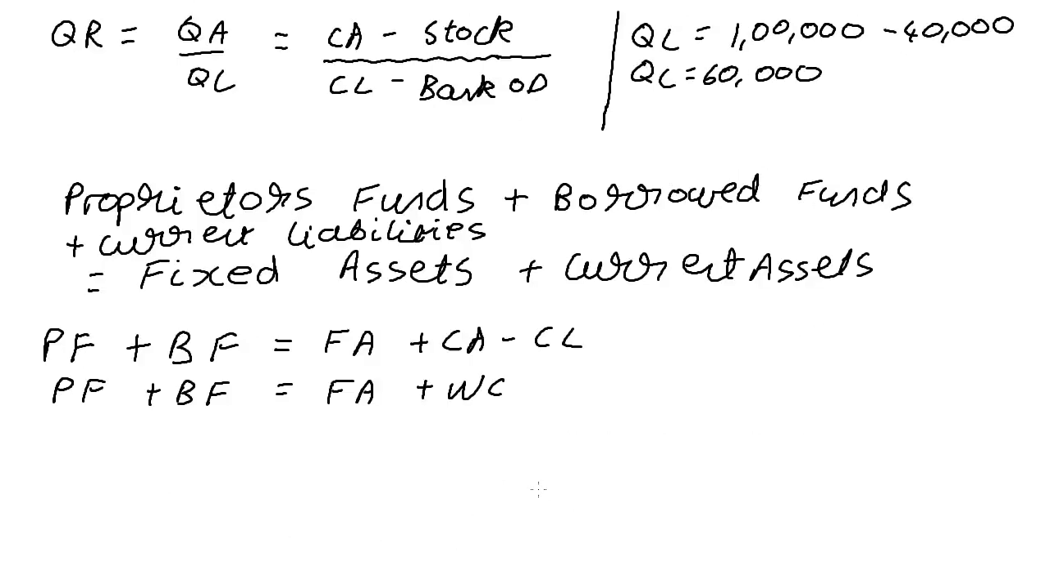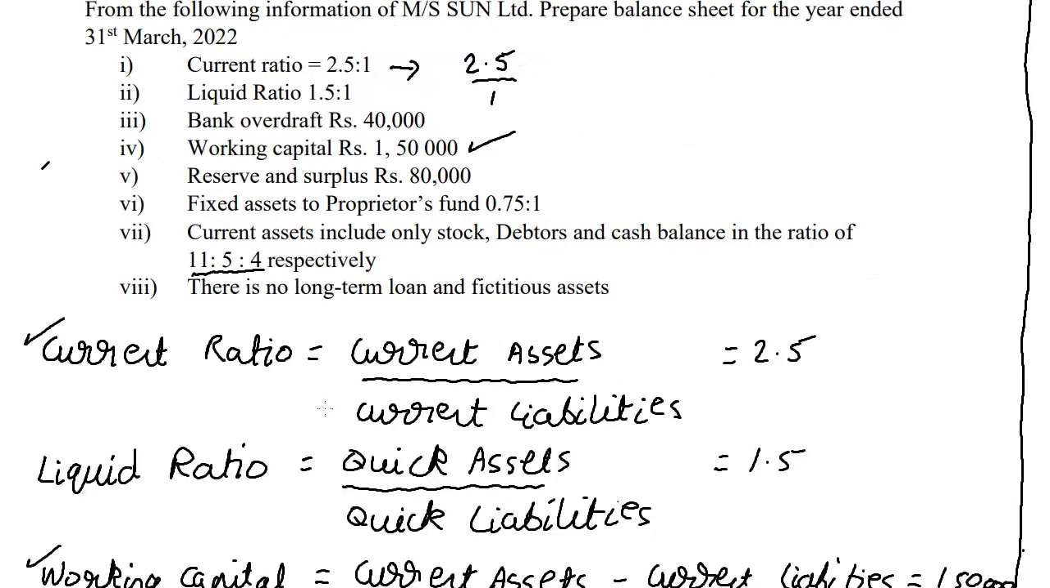And in this particular question, since there are no borrowed funds, since there are no loan funds, this number is 0. Therefore, only in this question, proprietor's funds will equal fixed assets plus working capital. And do we have proprietor's funds given to us directly? No, but we've been told it is in the ratio 0.75:1 with the fixed assets, and that is going to help us a lot.